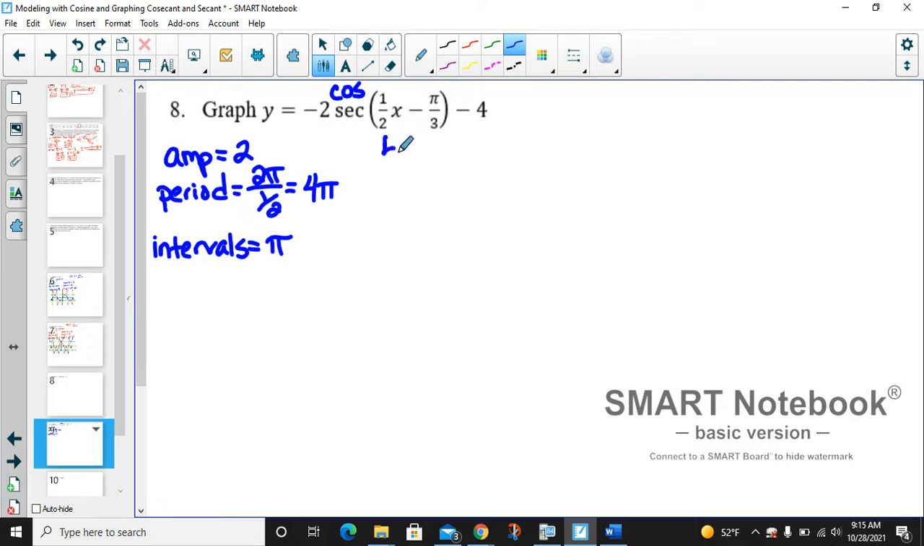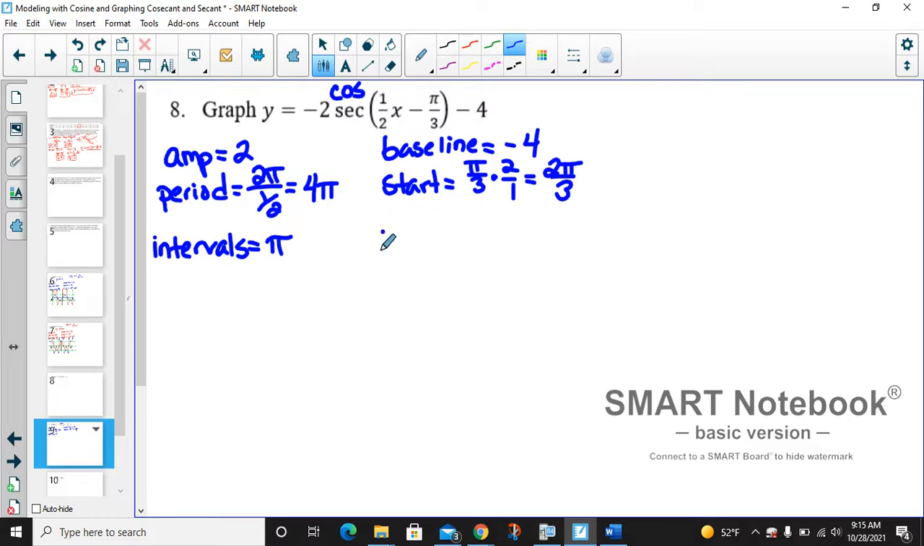Our baseline is -4. Our start is c, which is pi over 3, divided by b, which is 1/2. Again, when you divide by a fraction, you can multiply by its reciprocal. So this is 2 pi over 3.